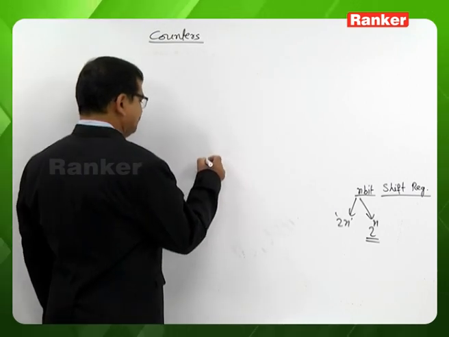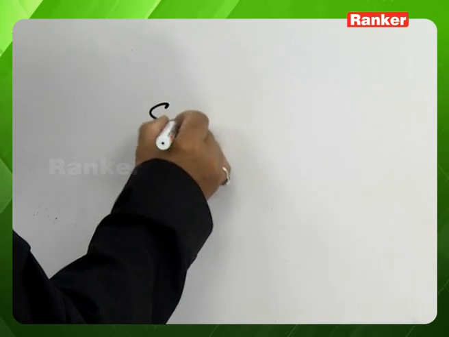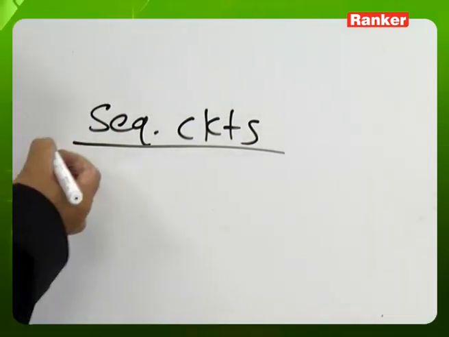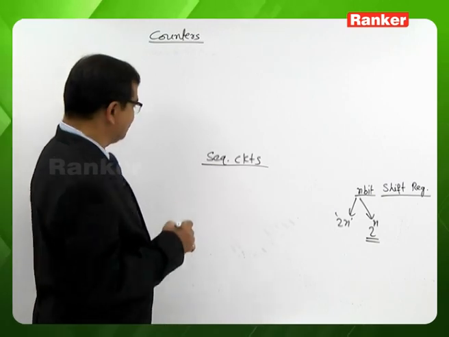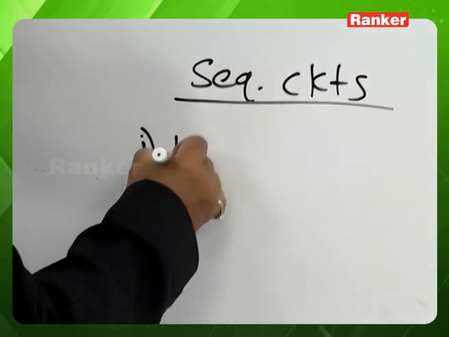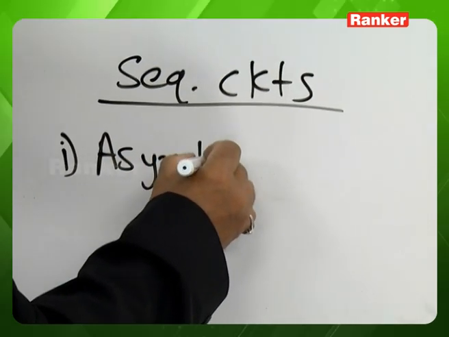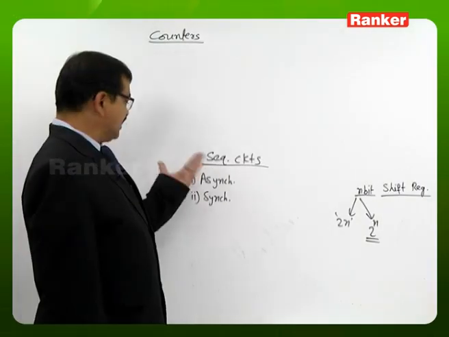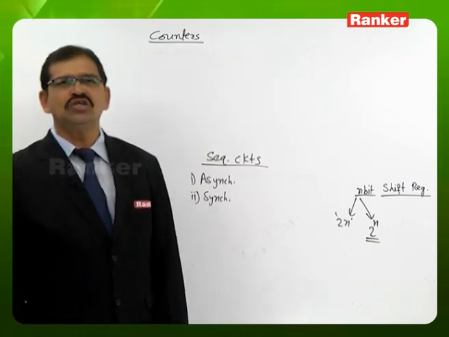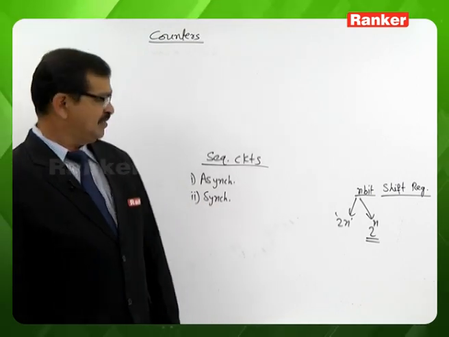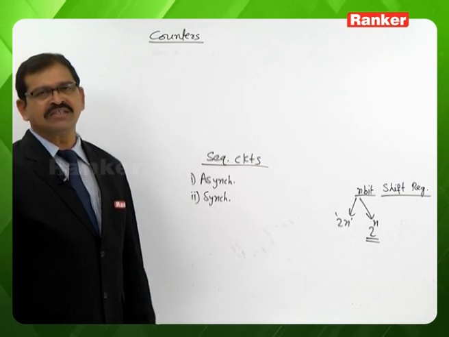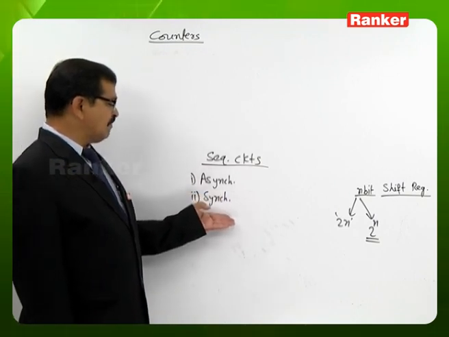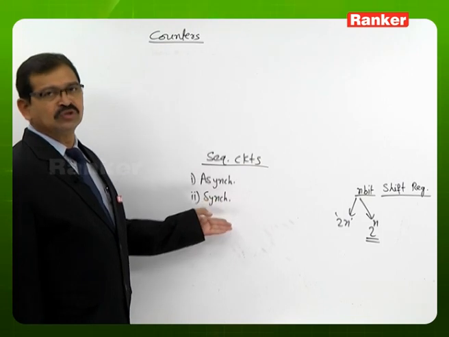If at all we look at the broad classification of sequential circuits, the broad classification of sequential circuits, most of the time, is with respect to the clock signal. Based on the clock signal, we have sequential circuits as asynchronous sequential circuits and synchronous sequential circuits. In the case of asynchronous sequential circuits, the external clock is not common to all the flip-flops. Whereas in the case of synchronous sequential circuits, the external clock is common to all the flip-flops. As and when the external clock is common, all the flip-flops get a chance to change their values simultaneously.